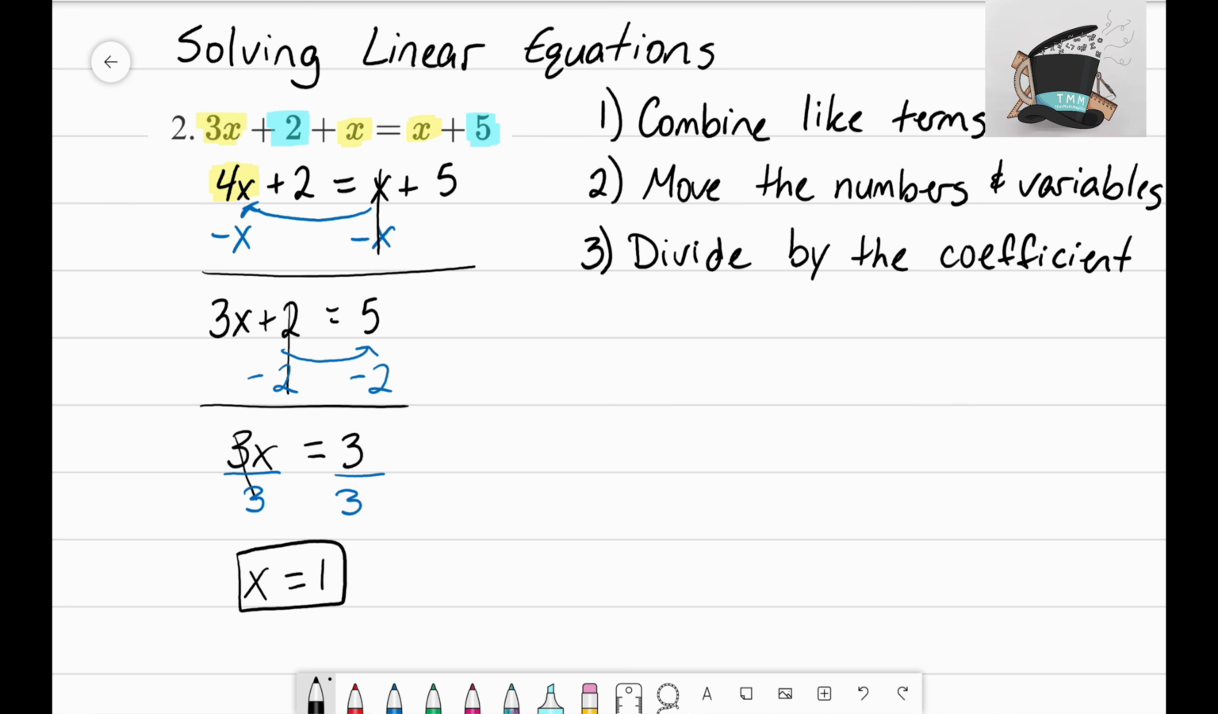So just to recap, you want to follow these 3 different steps in order to solve linear equations. You want to first combine your like terms, which is what we did right here. You want to move your numbers and variables: move the variables to one side, move the numbers to the other side, and then finally you want to divide by the coefficient.